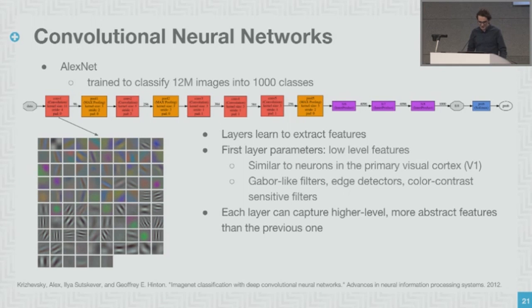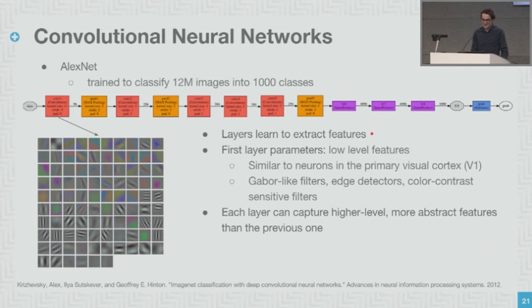Here's an example convolutional neural network called AlexNet. It's pretty popular. It's been trained on a dataset of 12 million images, and it's trained to classify these images into 1,000 classes. So this is how the architecture looks. It has a convolutional layer followed by a pooling layer, and then it has the same pattern, and then more convolutional layers. At the top, there are fully connected layers, which are basically the same as multi-layer perceptrons, where every input is connected to every output.